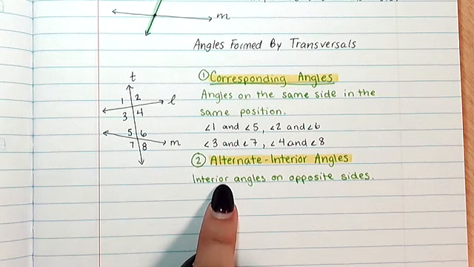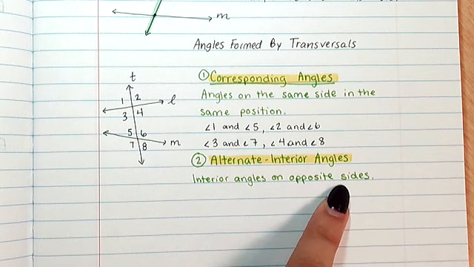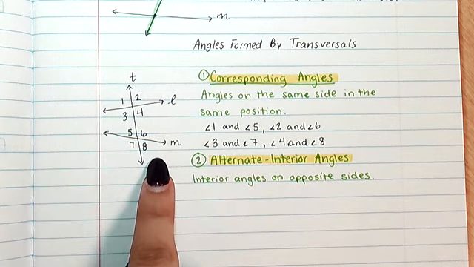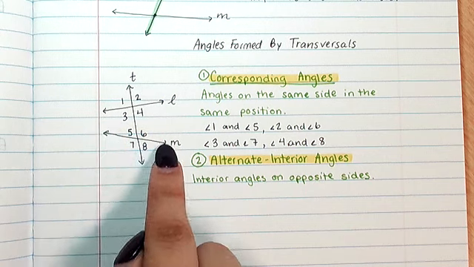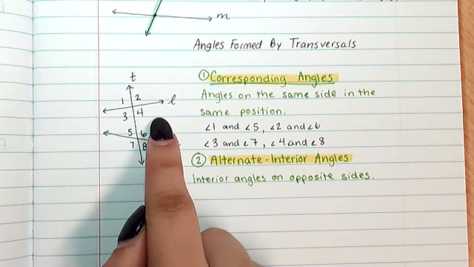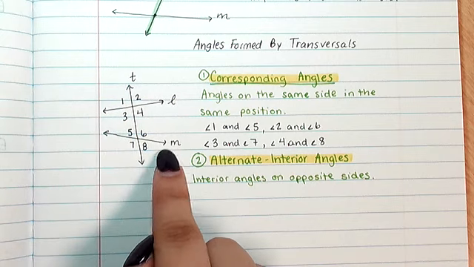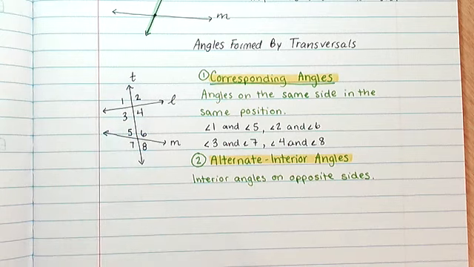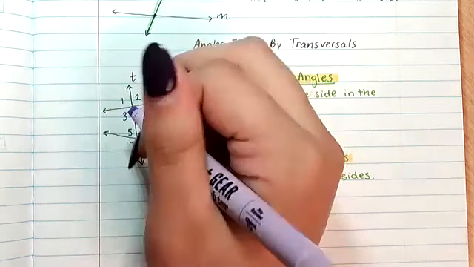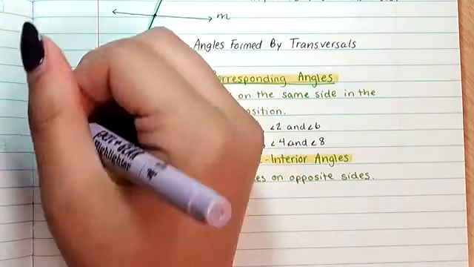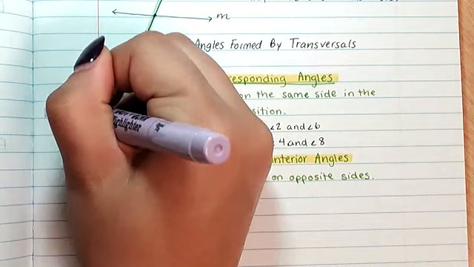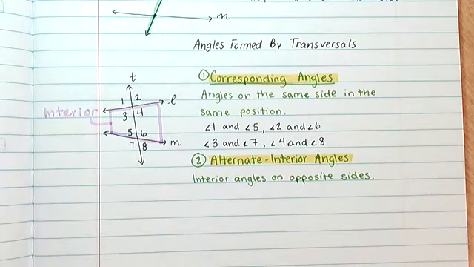So notice how it says interior. We already talked about sides, so opposite sides would be one here and one here. But what about interior? Well, if you think about these two lines, we have a region that's in between them, and we have a region that's outside. This region in here is what we call the interior. And we'll also see in a moment that we have an exterior as well.